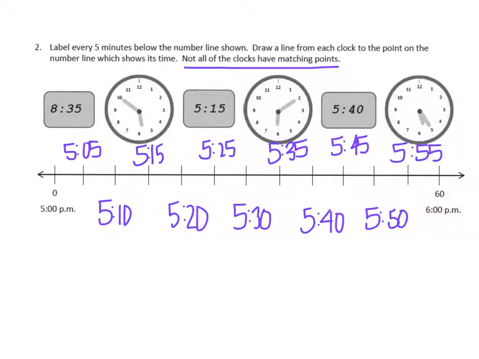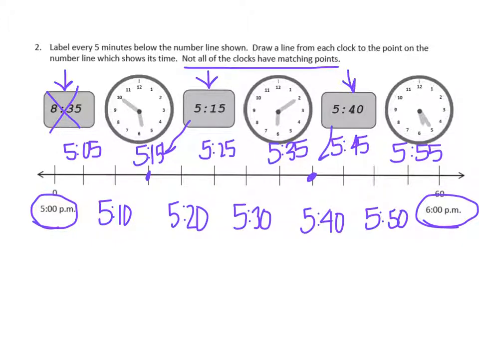So, why don't you go ahead and look at the digital clocks first. Match the time with the time on the number line if it is there. Pause the video while you work and replay when you are ready. So the first digital clock is 8:35. I see that my number line starts at 5 and ends at 6 o'clock. That means that 8:35 is not on the number line. The next digital clock says 5:15, so that matches here. The next digital clock says 5:40, which matches here.